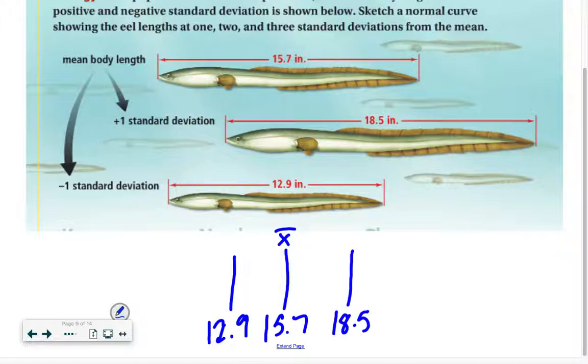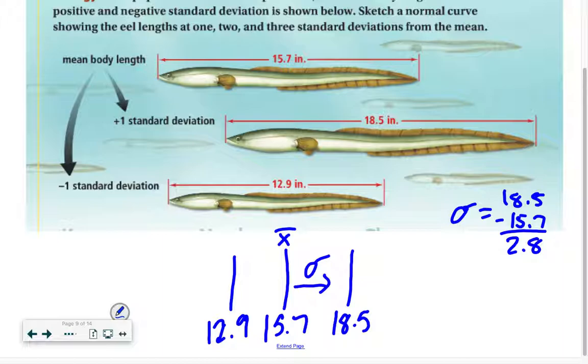How do I get normally from my mean to my next deviation value? I normally add my standard deviation, right? So if I need to figure out what this is, what should I do with these numbers? Subtract them. So what is my standard deviation? It is 2.8. Okay, so my deviation is 2.8.